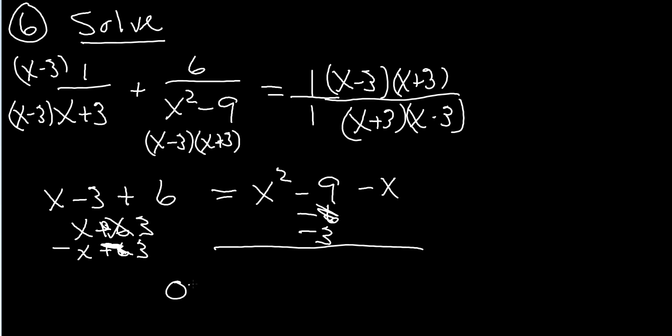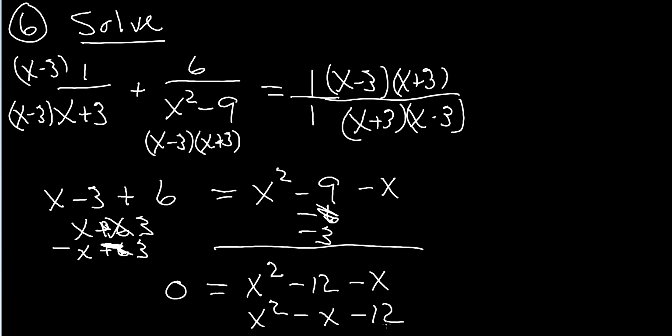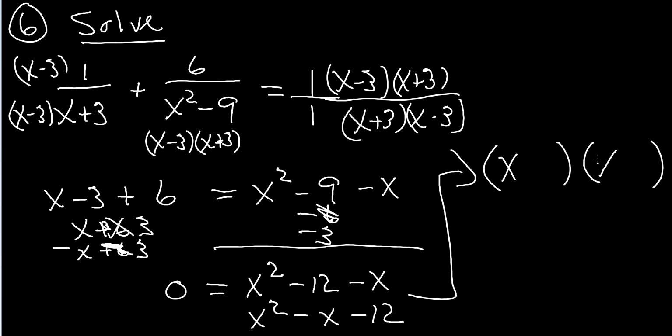So the left side is 0 equals x squared minus 12 and then minus x. But that's not in the quadratic form. It would be better if it's x squared minus x minus 12. Okay, and then what am I going to do? I'm going to take that and factor it. And that factorization is going to be x and x, minus and plus, 4 and 3.